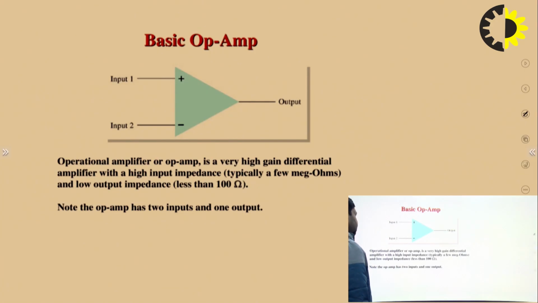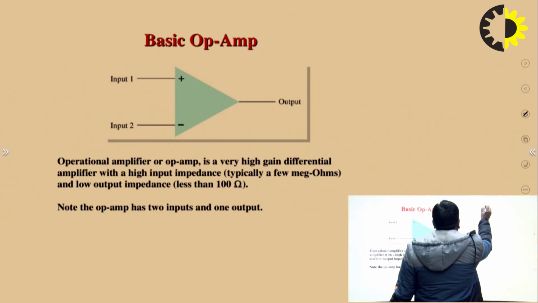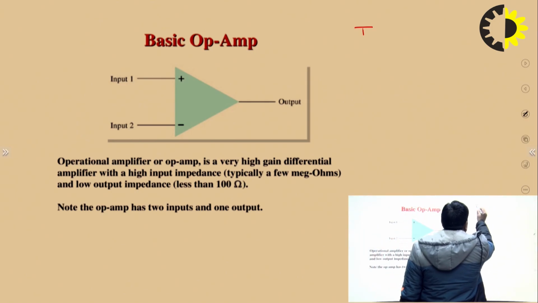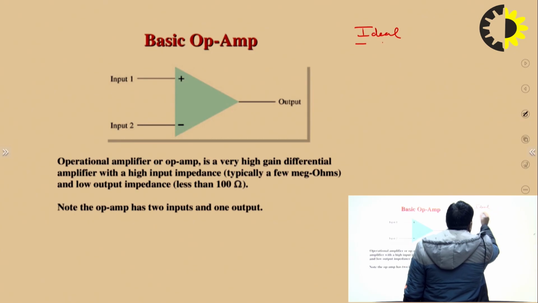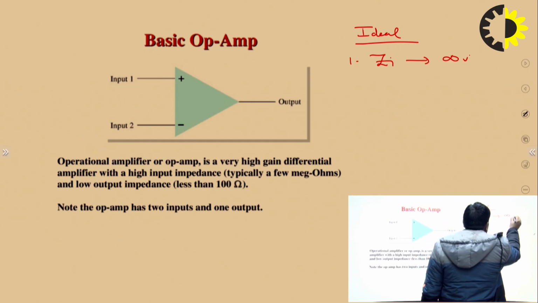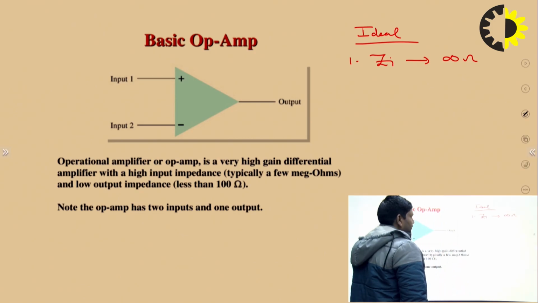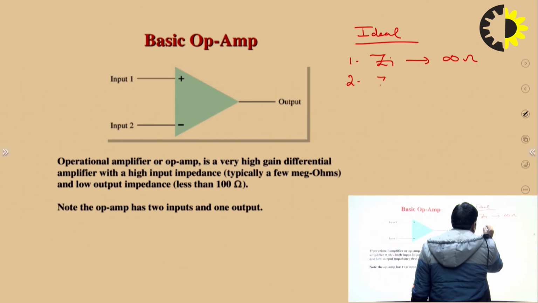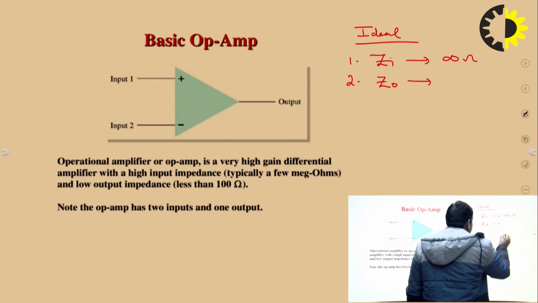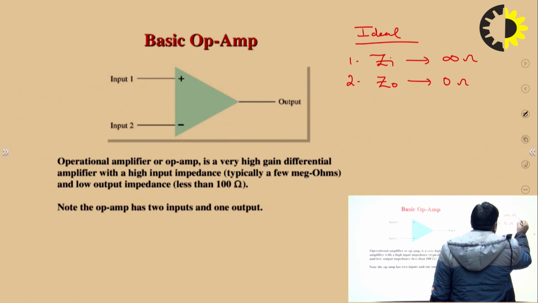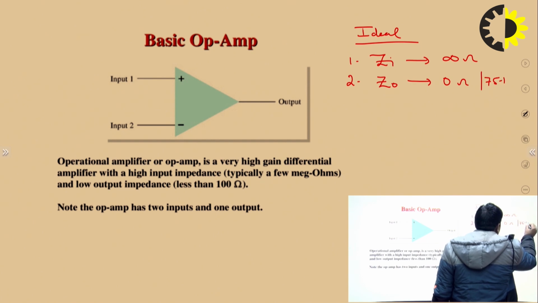So, this is a very high gain differential amplifier having a high input impedance and very low output impedance. The ideal characteristics of the operational amplifier: the input impedance of an ideal operational amplifier should be infinity ohm for improving the loading effects. The second one is the output impedance of the op-amp, which should be in the range of 0 ohm, but in practical application it is in the range of 75 to 100 ohm, and the input impedance is 2 to 3 mega ohm.